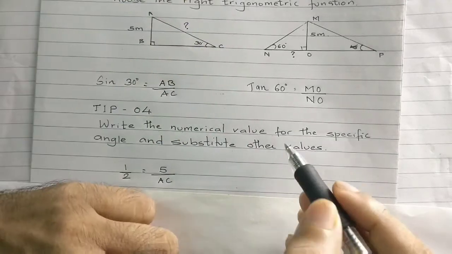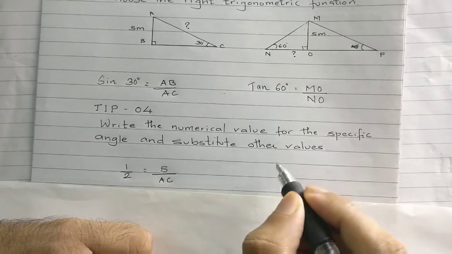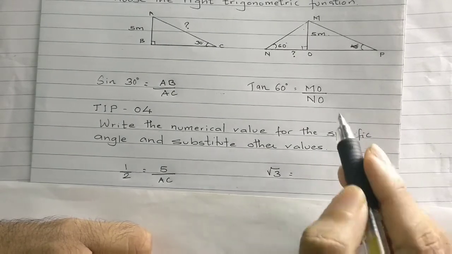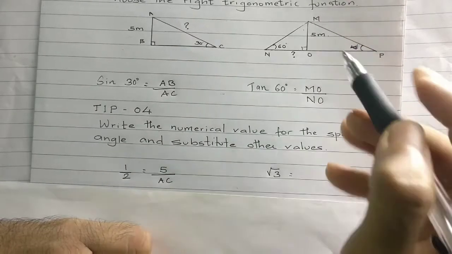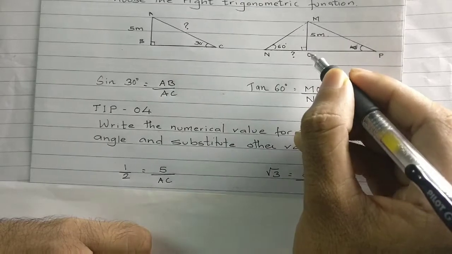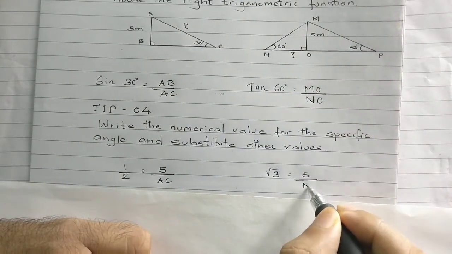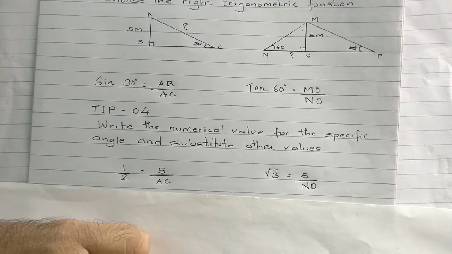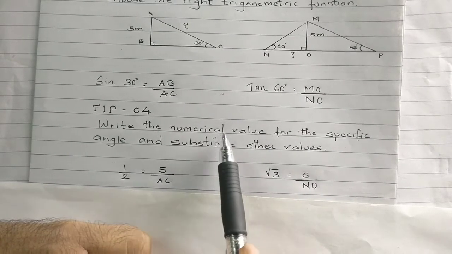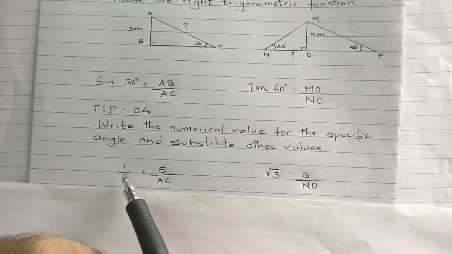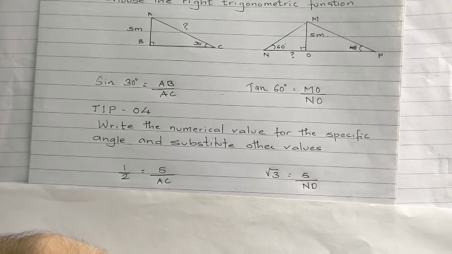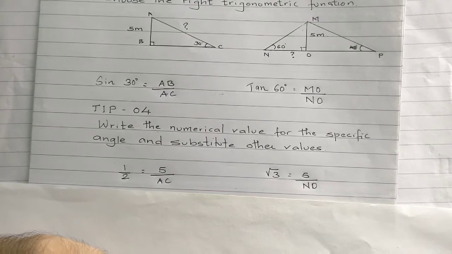Let us take an example over here. Tan 60 is root 3 and MO is known to be 5 and NO is something I need to find out. This is the tip number 4. Write the numerical value for trigonometric function and substitute the other values. I hope this part is clear.